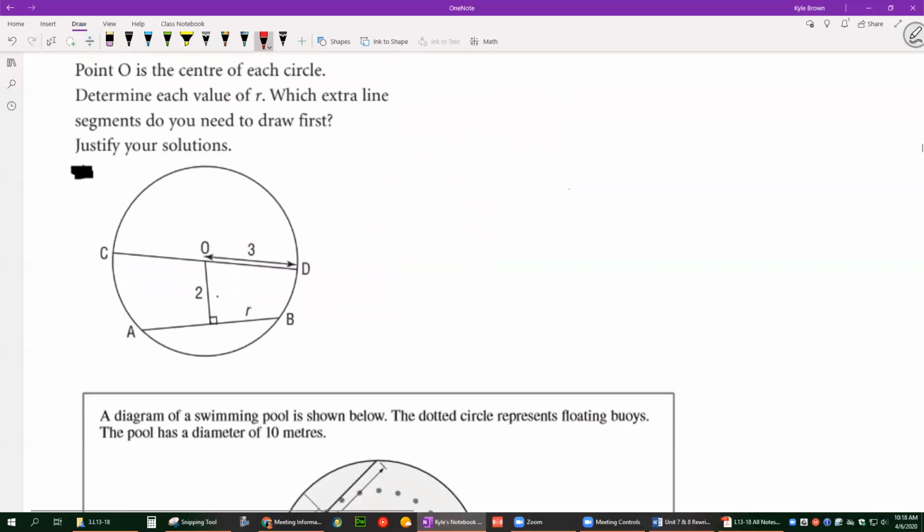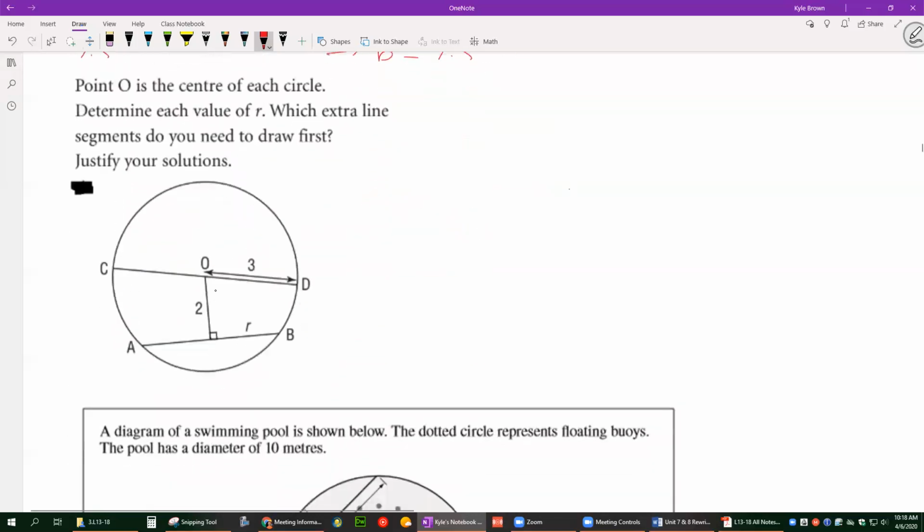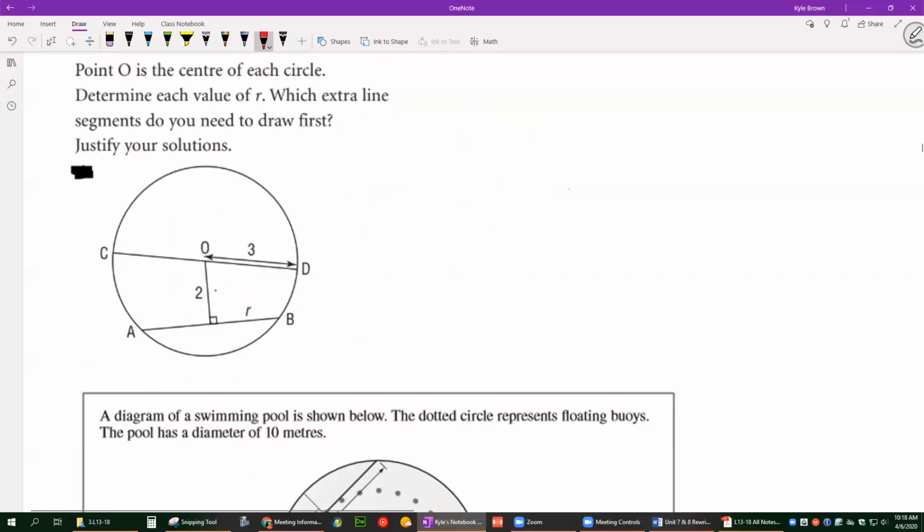Okay, so this one says, oh, I didn't actually say which properties we used, but you guys will be fine. I think I'll move on there. So point O is the center of each circle. Determine each value of R. Oh, I just took a snippet, so there's only one circle. It shouldn't say each. Which extra line segments do you need to draw first? Justify your solution. So we're looking for length R. So here's our center. They've given us some stuff, and they're saying, what's this length right there?